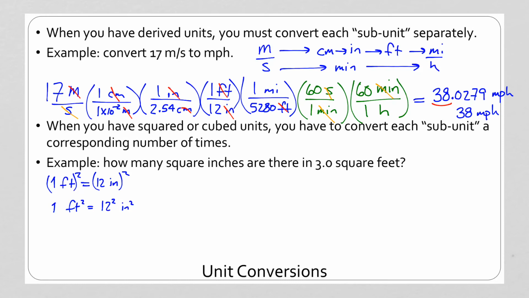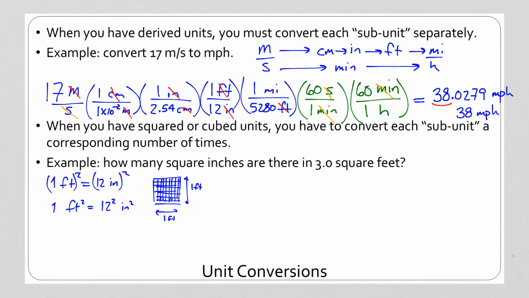And where that comes from is the idea that if you have a square that's 1 foot on a side, and it's 1 foot on a side, you're going to have 12 inches one way, and you're going to have 12 inches the other way, and so you're going to end up having 144 inches squared in that area.